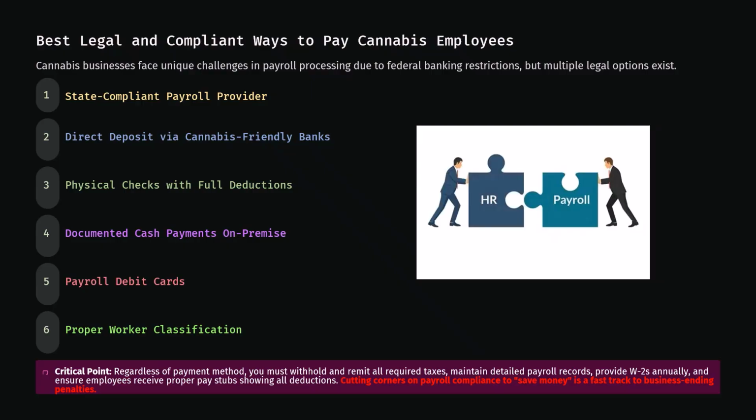And we talked about this before, but classify workers correctly. There are no shortcuts here. This one's huge. Do not misclassify your workers. Just because someone says, I'm a contractor, or you simply want to issue a 1099, doesn't make it legal. If the person works under your control, uses your equipment, and follows your schedule, they're an employee, period.